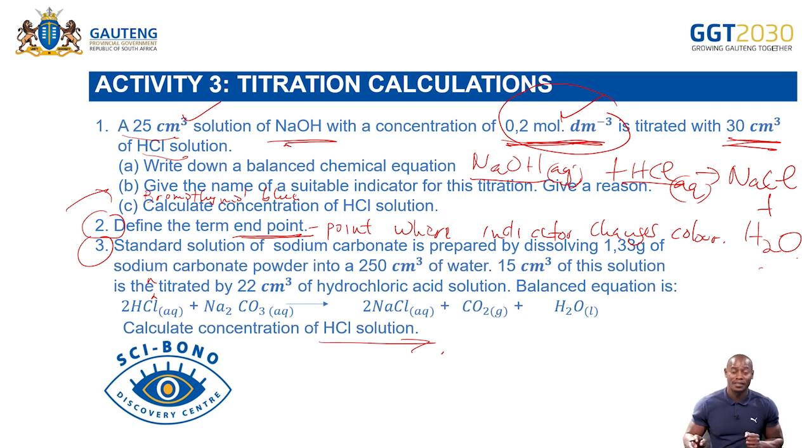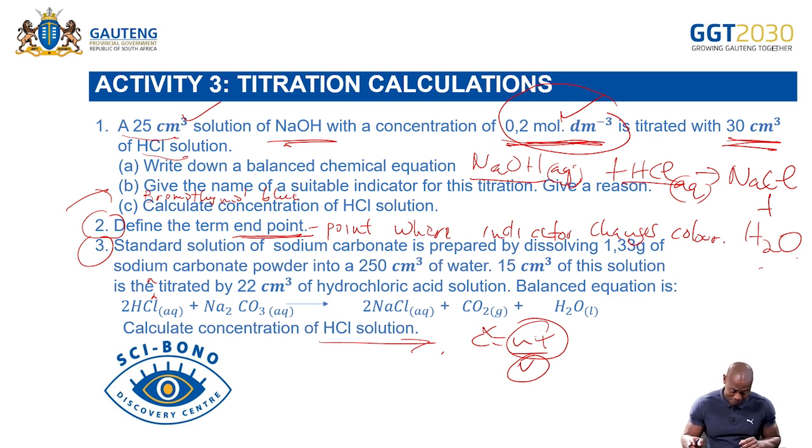If you want to calculate the concentration of hydrochloric acid, we need the number of moles of hydrochloric acid. We also need the volume of hydrochloric acid. So C equals N over V. N, we don't have, and C, we don't have. So you have two unknowns here, and you have to start by calculating the number of moles of hydrochloric acid. How are we going to get the number of moles of hydrochloric acid?